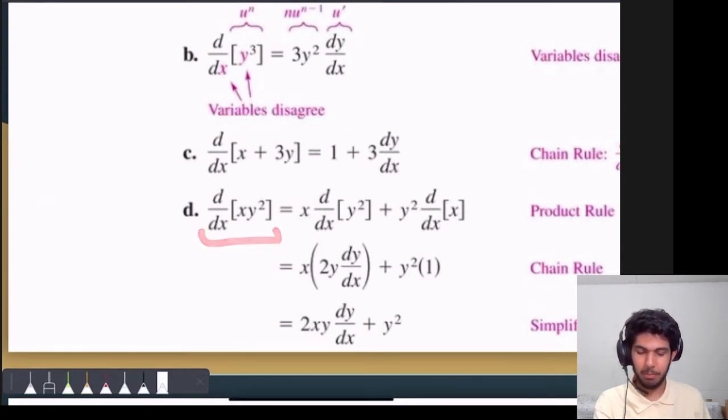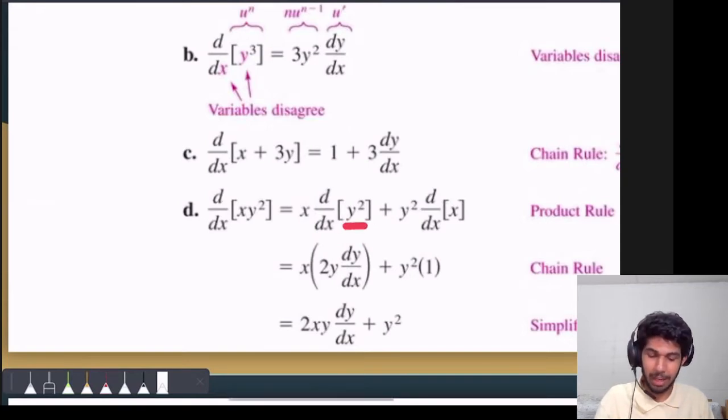Finally, we have this example, and that looks like a product rule, x times y squared. So 1 d2 plus 2 d1, right? And this second one, that's easy to do. Derivative of x with respect to x is 1. That's why that's there.